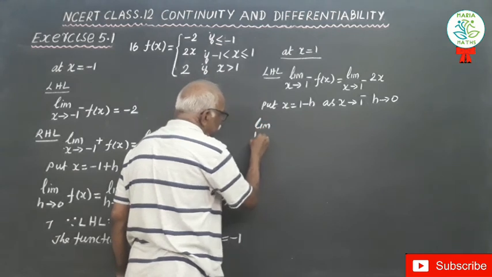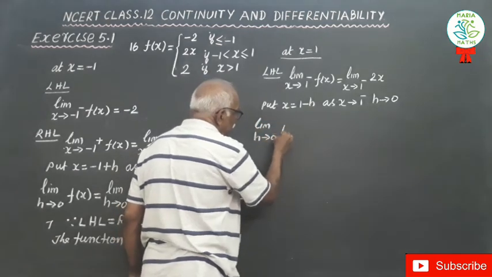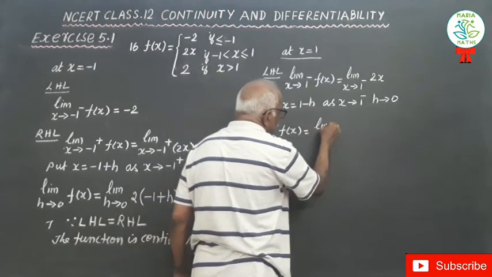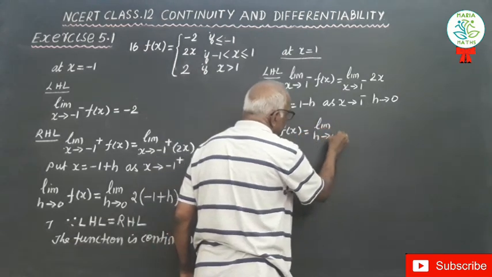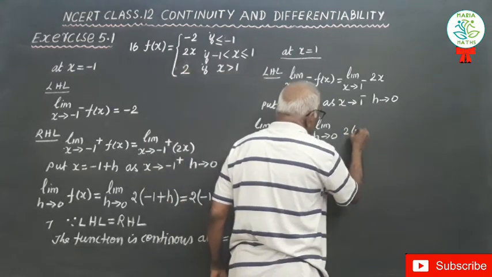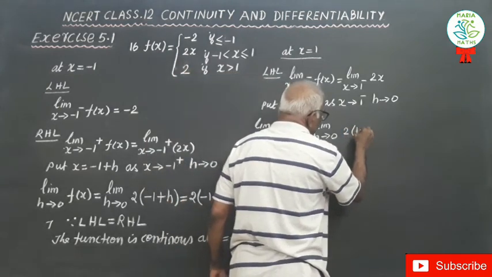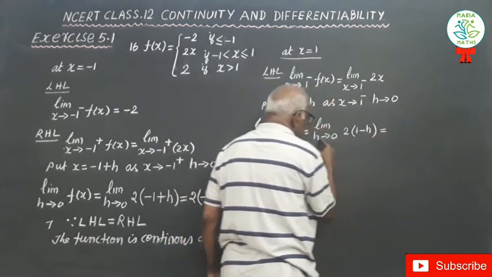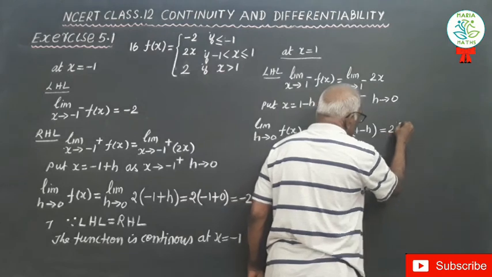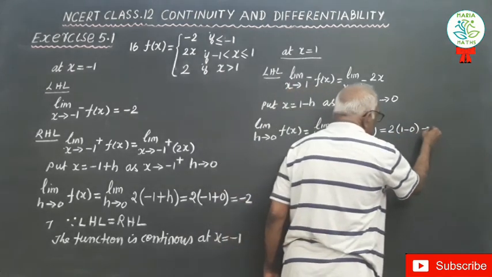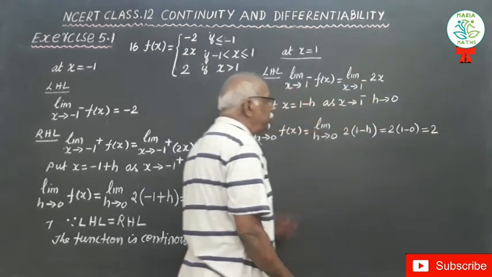Limit h tends to 0, f of x is equal to limit h tends to 0, your f of x is 2x, 2 into 1 minus h. Put h is equal to 0. 2 into 1 minus 0, 1 minus 0 is 1, 2 into 1 is 2. So left limit is 2.